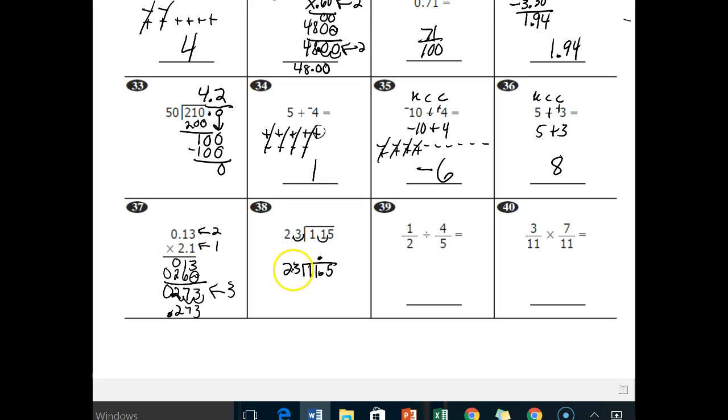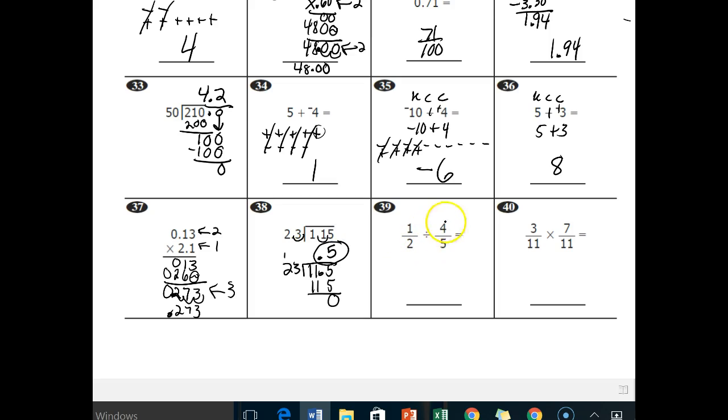So 23 goes into 1, no. 23 goes into 11, no. 23 goes into 115, yes. 3 times what number will give you a number that ends in 5? Let's try 5, because I know 3 times 5 is 15. So let's do that. 15, 5, carry your 1, 5 times 2 is 10, plus 1. Oh, look at that. It's 115, 0.5 is your answer.